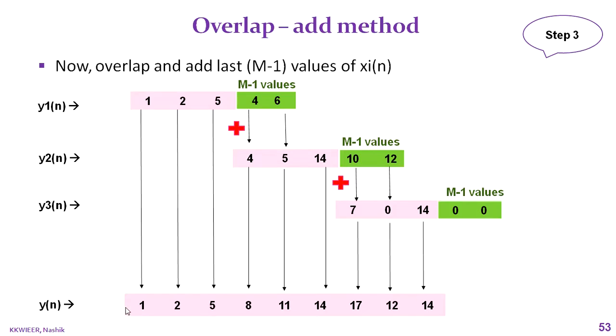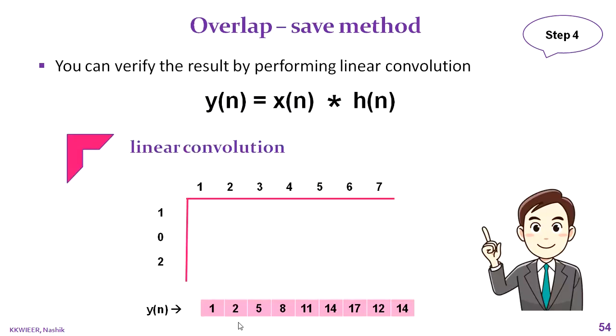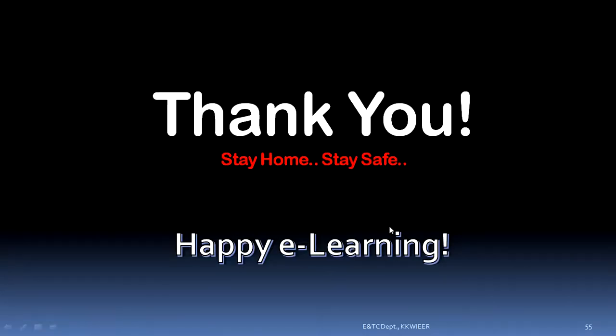Whatever output y of n you have got, you can verify it by using linear convolution. If you are getting the same values, then your method is correct. You have done it rightly. So this is all about the overlap save and overlap add methods, in which you do linear filtering of your input sequence x of n by convoluting it with h of n, that is your filter impulse response. So this is all about the second unit. Thank you. Stay home, stay safe and happy e-learning.